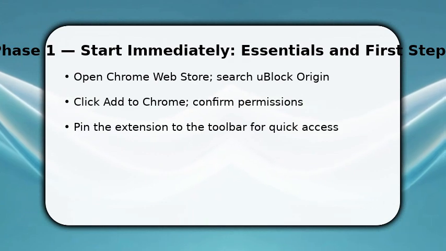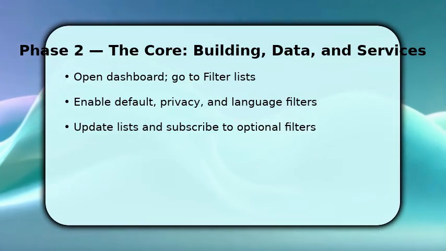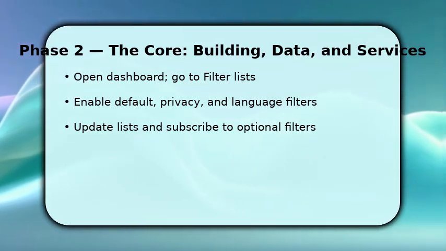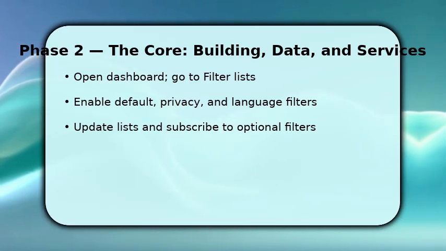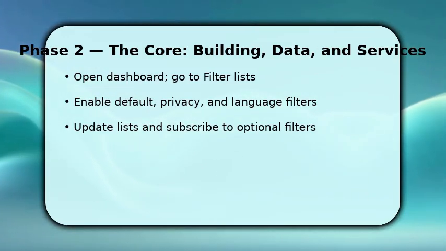After installation, open uBlock Origin's dashboard and go directly to filter lists to configure basic protections. Enable the default filters plus privacy and any language-specific lists to block trackers and regional ads. Once enabled, click Update Now so rules apply immediately.